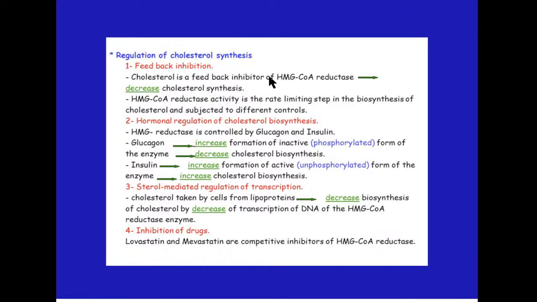HMG reductase activity is regulated not only by this simple allosteric mechanism, but also by phosphorylation and dephosphorylation. And these processes are under the control of hormones. So the second mechanism is the hormonal regulation of cholesterol biosynthesis. In brackets, indicate that these are phosphorylation and dephosphorylation mechanisms.